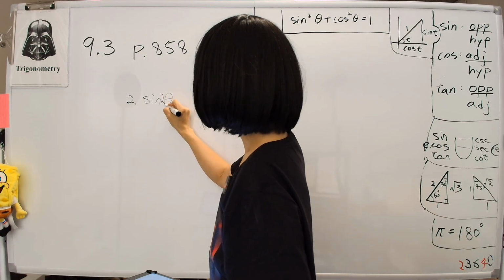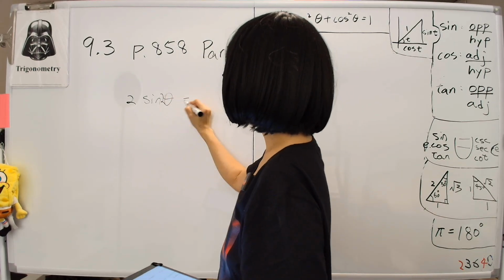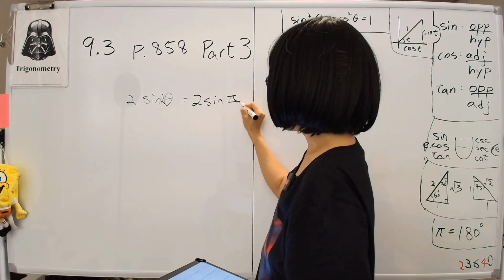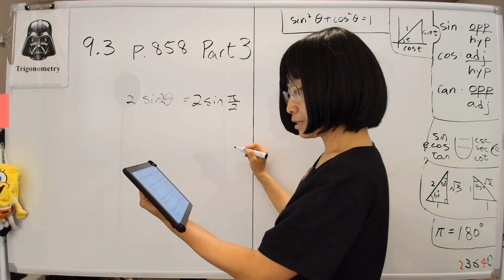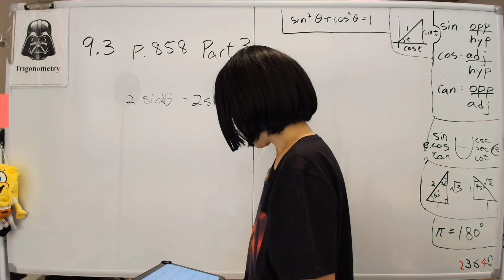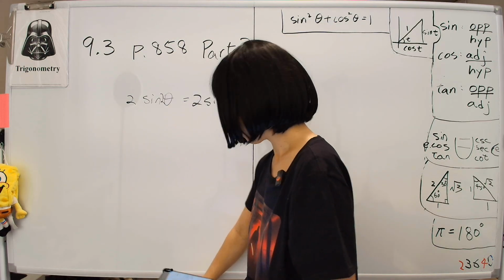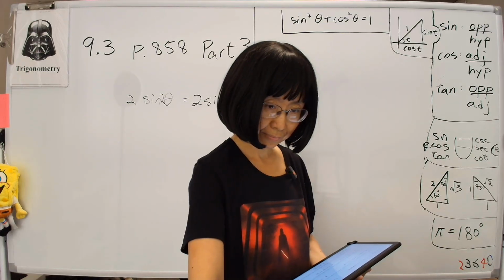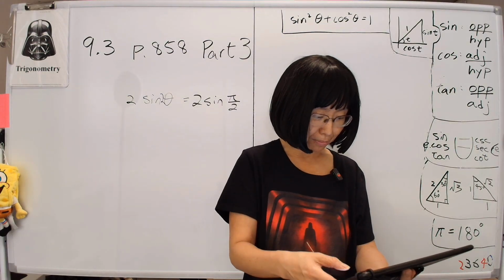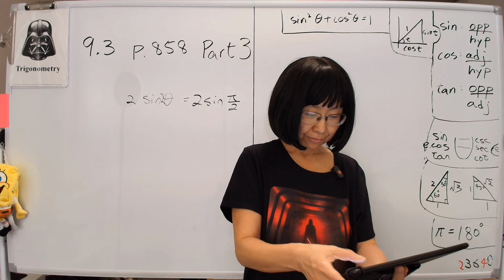2 theta, okay, where theta is pi over 4, which is 2 times sine of pi over 2, and that should be the answer actually. And let's see if that is correct. And that is correct. So let's move on to the next problem, 21.